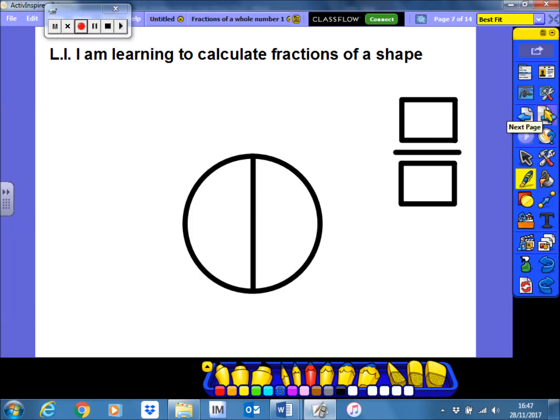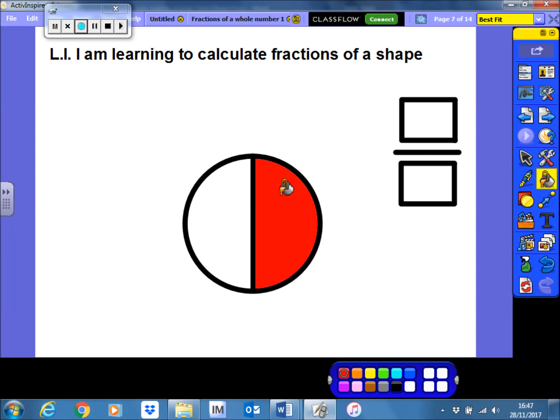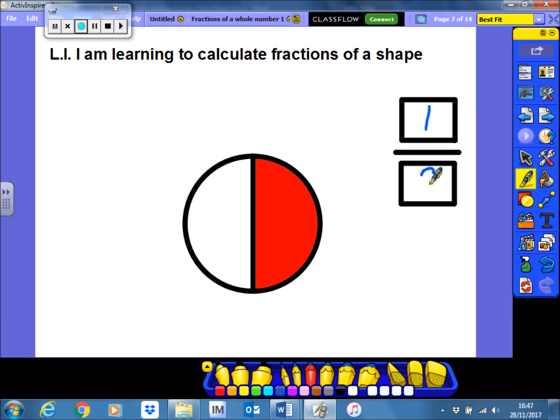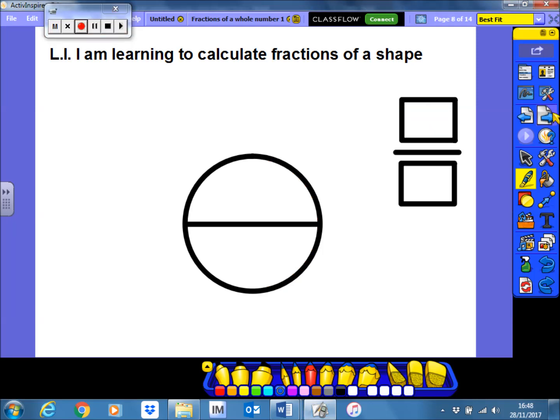Now, the same applies no matter what the shape is. The only thing that matters is that the shape is divided equally. So here we have a circle, and this circle has again been divided in half. Now if I shade in 1/2 of this, then my fraction would be written as a half there. And it doesn't matter if the shape has been divided vertically, horizontally, diagonally, it's exactly the same amount of the shape.